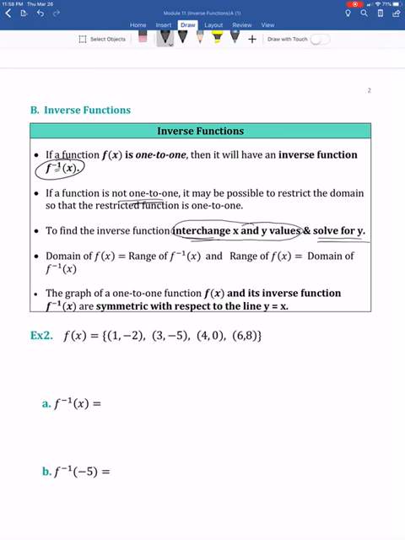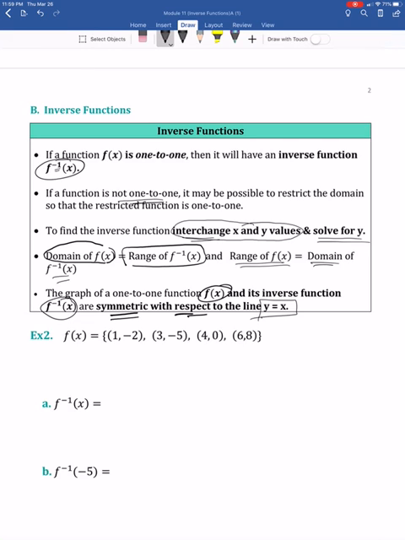Characteristics of inverse functions: we know the domain of your given function will always equal the range of your inverse function. Everything is opposite. Remember, we're interchanging x and y. So the range of your f function would be the same as the domain of the inverse function. So again, everything swaps out. The graph of a one-to-one function, f of x, and its inverse function, f inverse of x, is always symmetric with respect to the line y equals x. So again, that's our symmetry line, the line y equals x.